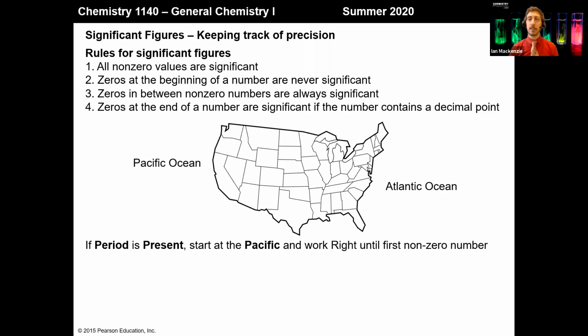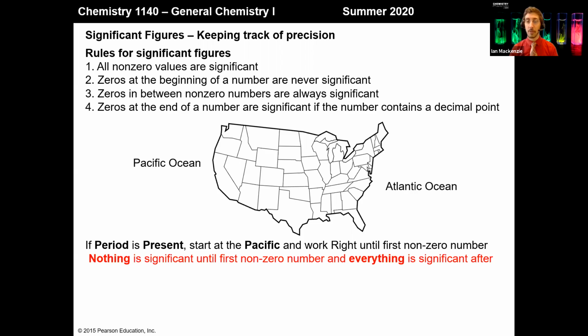If a period is present, then we start at the Pacific and we work right until we hit the first non-zero number. So what do I mean here? Period is another term for a decimal point. So if a period or a decimal point is present, then I take the number that's given, I will start at the left and I will work my way right until I hit the first non-zero number. Nothing is significant until I hit the first non-zero number, and then everything is significant after that.